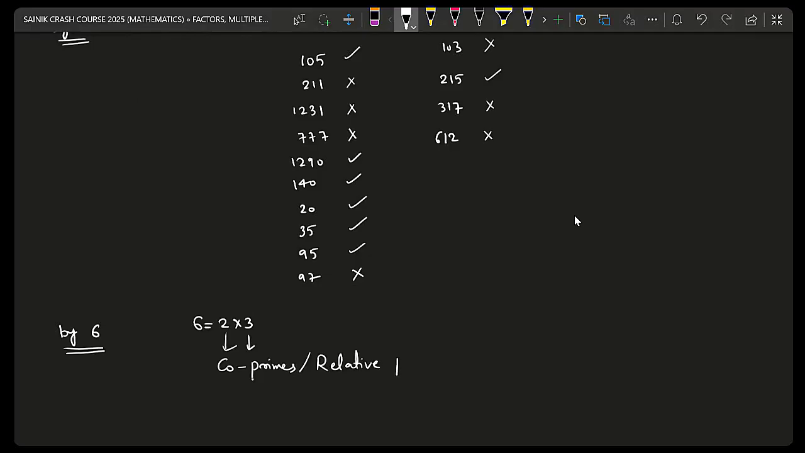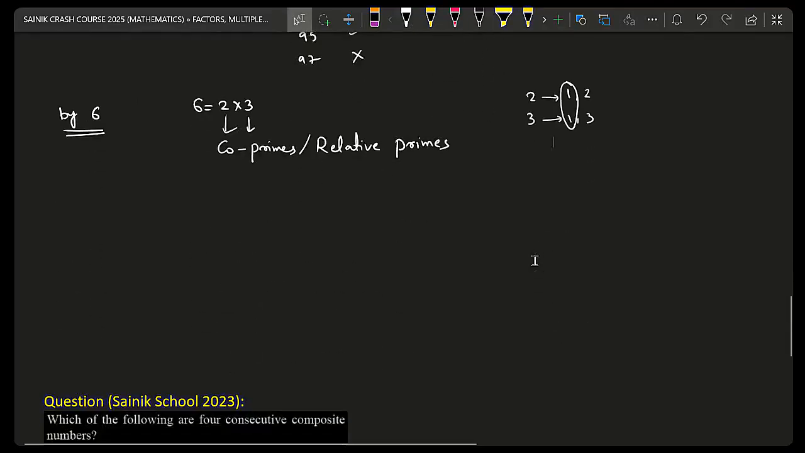So what do you mean by co-primes or relative primes? They should not have any common factor other than 1. See, 2, the factors are 1 and 2. 3, the factors are 1 and 3. So they don't have any common factor other than 1. That's why they are called co-primes. So any composite number, you can write in the form of a product of co-primes.